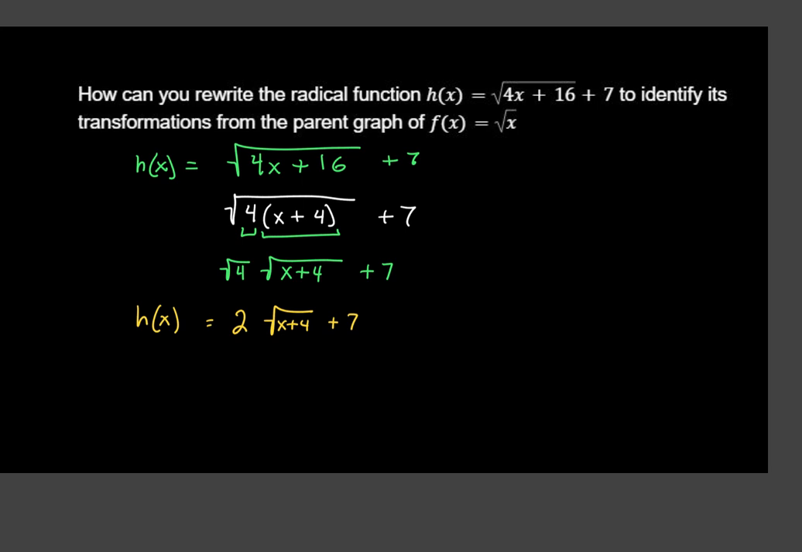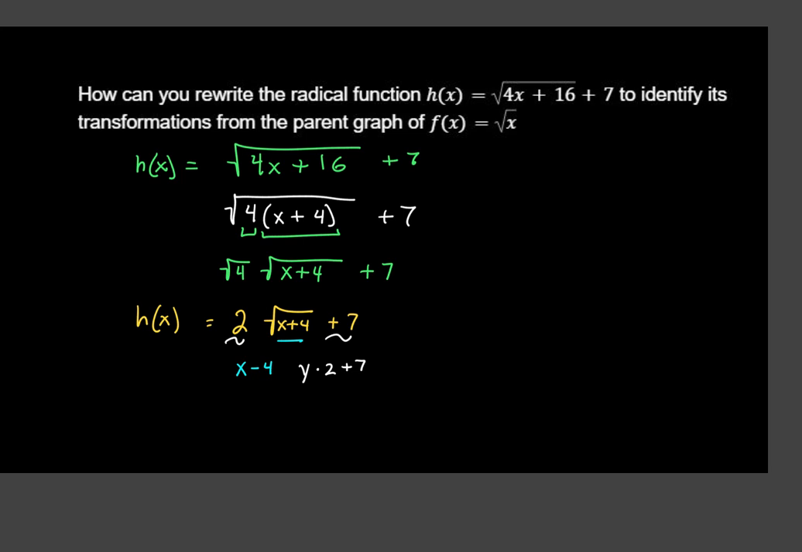To describe the transformations now that it's been rewritten, we have inside stuff, which affects x in the opposite way. So x minus 4 is our rule. We have a times 2 on the outside and a plus 7 on the outside, so y times 2 plus 7.